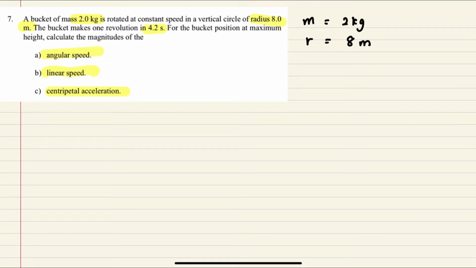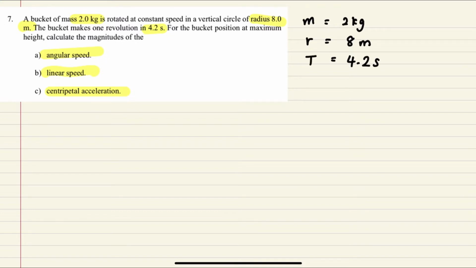When the question states one revolution, students tend to assume that this is theta. It's not theta, because this is the given value, which is 4.2 seconds. If you are not sure, you can always check the unit here. Second represents time, so obviously this is a T. Now the next question is whether it's a small t or capital T. The bucket makes one revolution in 4.2 seconds. It means that in 4.2 seconds the bucket makes one complete cycle. So that one is actually your capital T, the period.